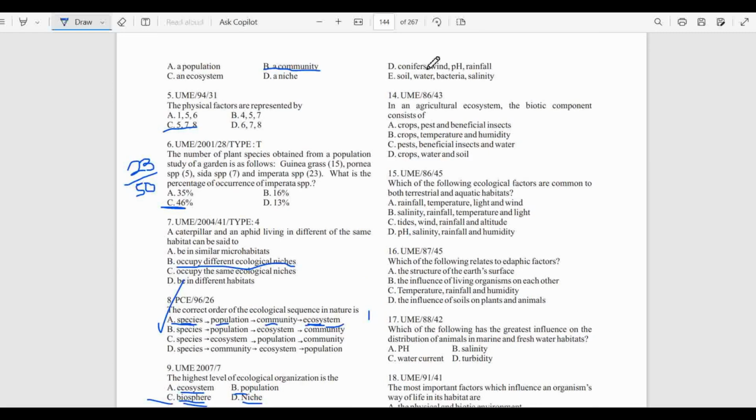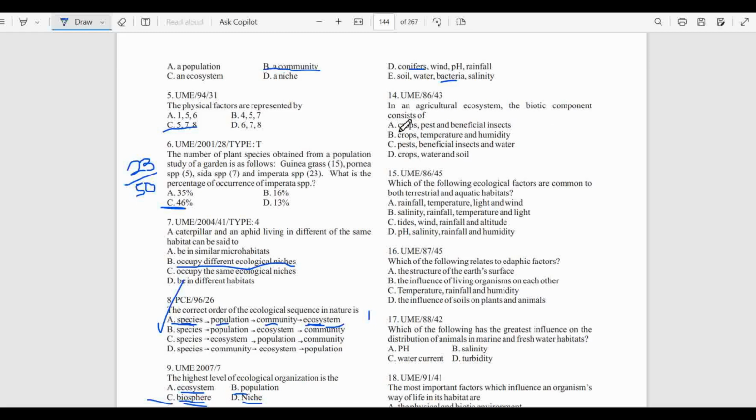Now, if you go further, you'll see that conifers are living. You see here, bacteria are living. And so they can be the right answer. Question number 14. In an agricultural system, what forms the biotic component?